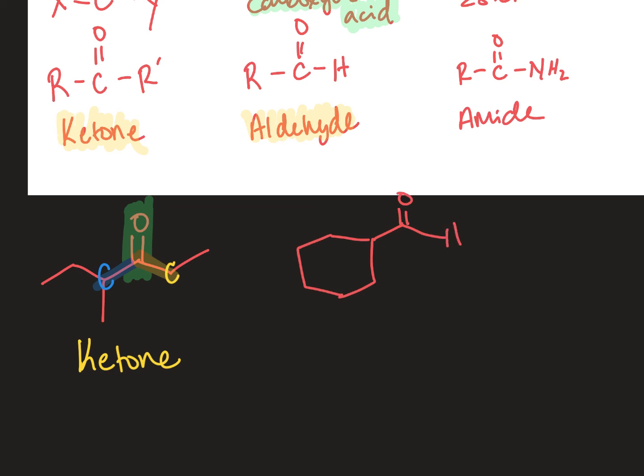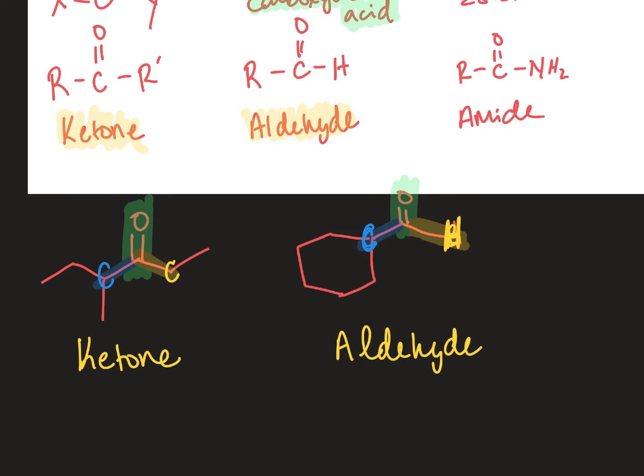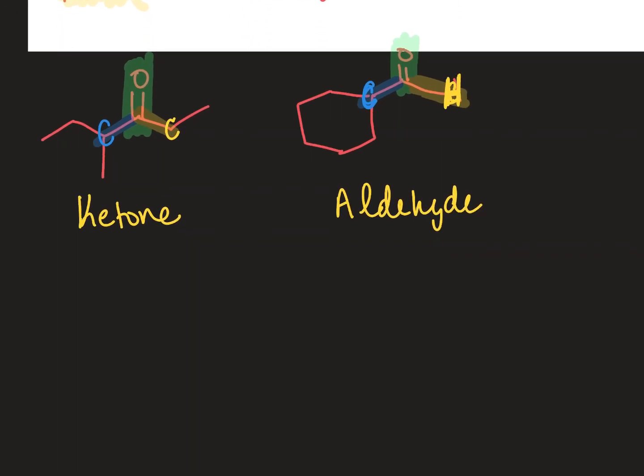If I look at this structure, again, I have that carbon-oxygen double bond, the carbonyl. Left side and right side. The left side is attached to a carbon group and the right side is attached directly to that hydrogen. This makes it an aldehyde. I'm going to give you two more examples. You can pause the video and decide what each one is.